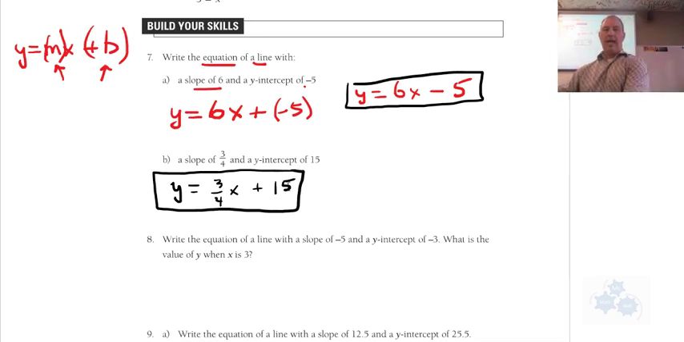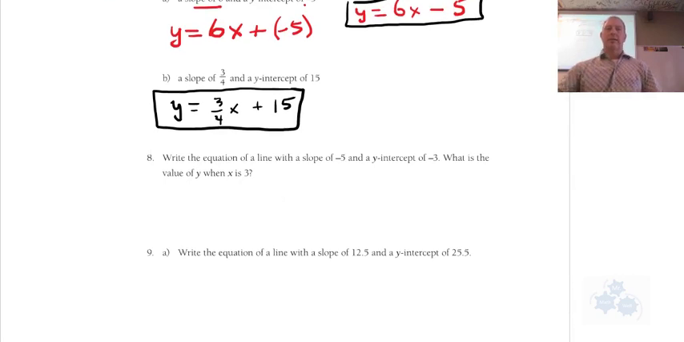Okay, let's do number 8 together. Okay, number 8 says, write the equation of a line with a slope of -5 and a y-intercept of -3. Okay, let's stop right there. Well, that's going to be y equals, m is -5, so -5x, and then plus a -3 or just -3. That's the equation.